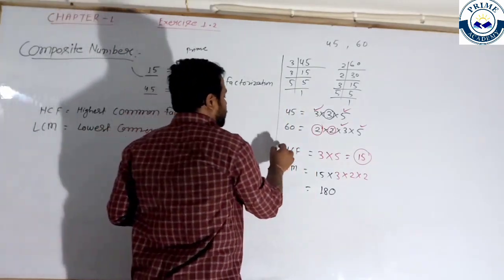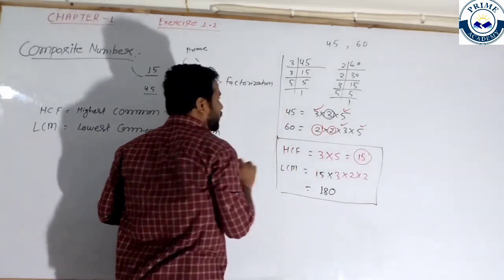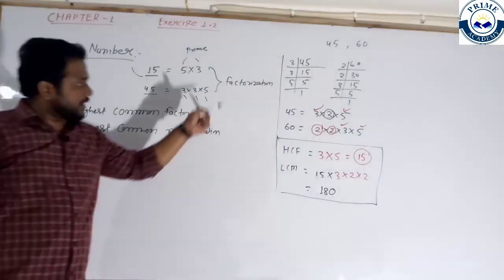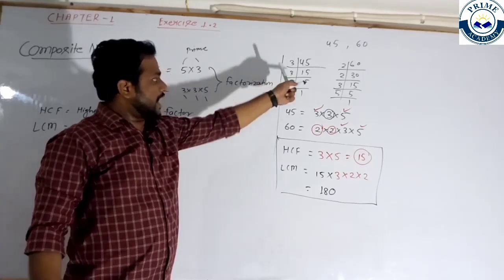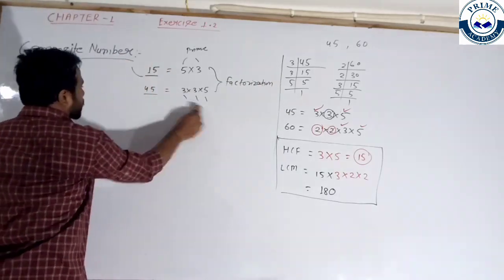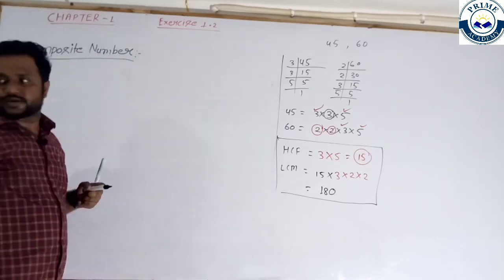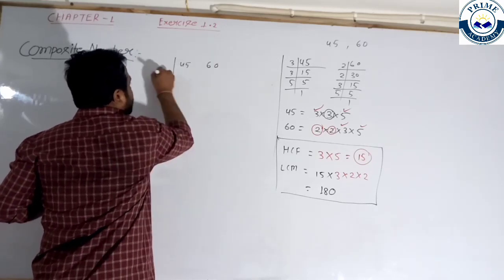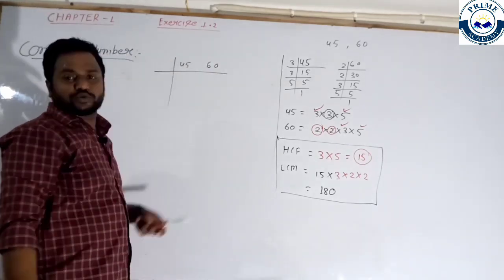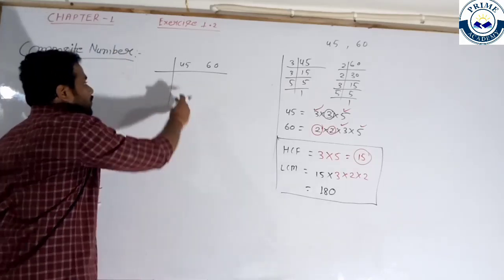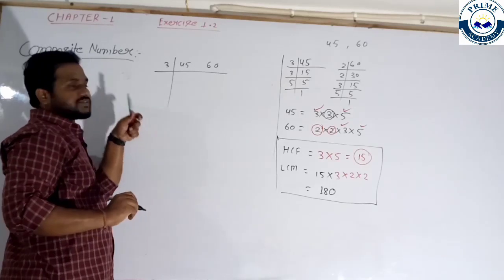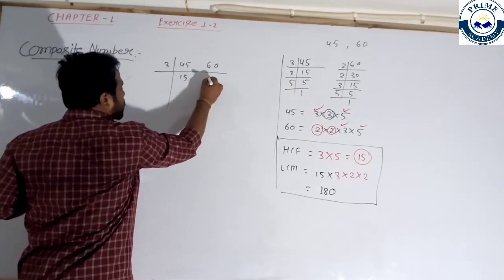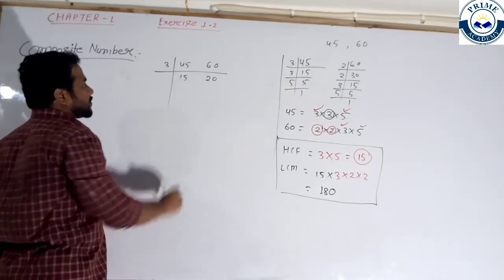So simply in this way you can calculate LCM and HCF. Another method to calculate HCF and LCM is to calculate for 45 and 60 both simultaneously. Take the smallest common number: 3 will be common in both, so you just put 3 here. This gives 15 and this gives 20. Now what is common in these things?